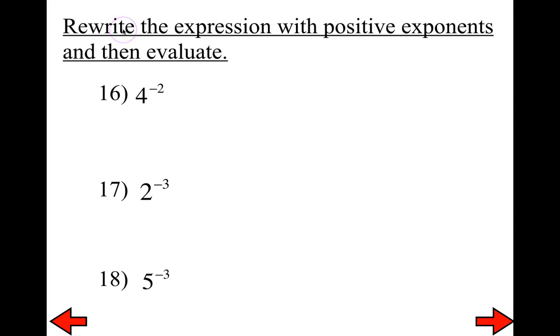Okay, so it says here, rewrite the expression with positive exponents and then evaluate. First, whenever we have a negative exponent, we want to start at a baseline. And this baseline is going to be the base raised to the 0 power. Why is that the baseline? Because 0 is when a number is not negative, nor is it positive. So here, we're going to start with 4 to the 0 power, which is 1.